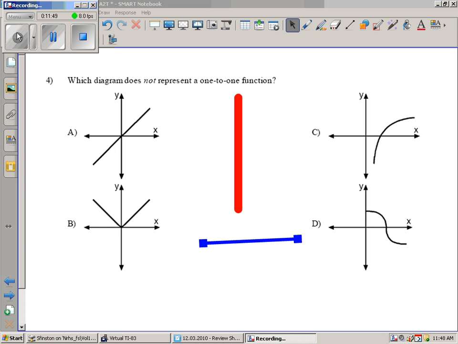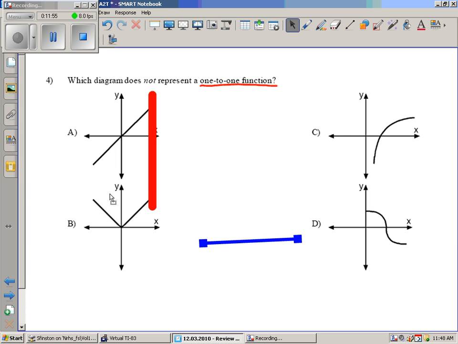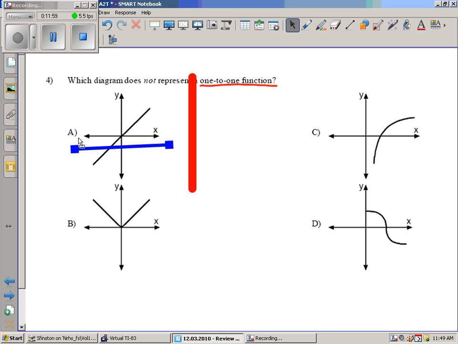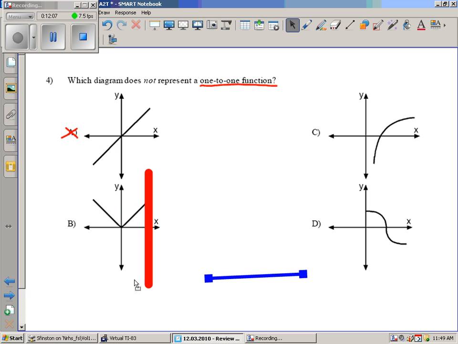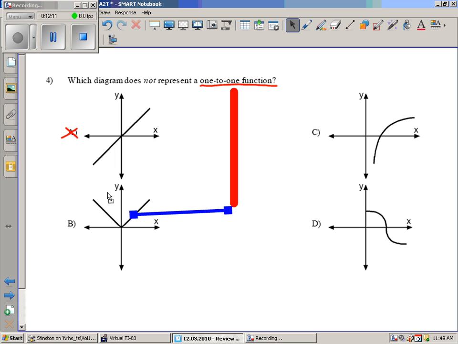Question number 4. Which one does not represent a one-to-one function? One-to-one functions have to pass both the vertical and horizontal line test. So let's take a look. This passes the vertical line test. This passes the horizontal line test, so it's not choice A. Let's go down to choice B. Choice B passes the vertical line test, but it doesn't pass the horizontal line test. You see it hits twice. So this is not one-to-one, hence it's the answer.